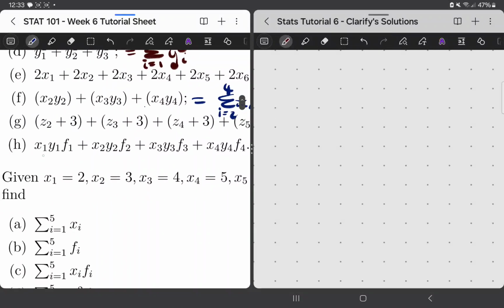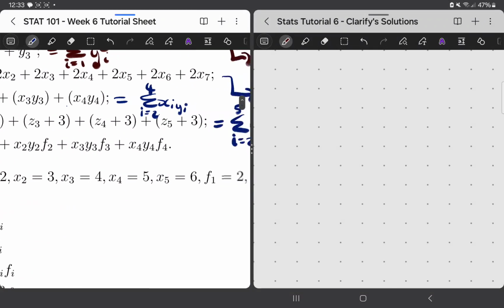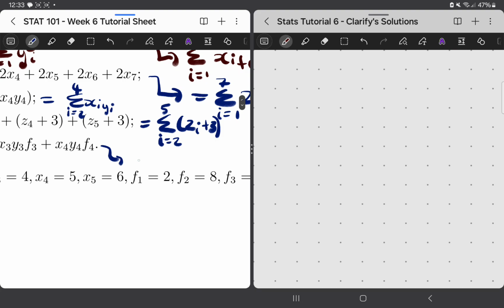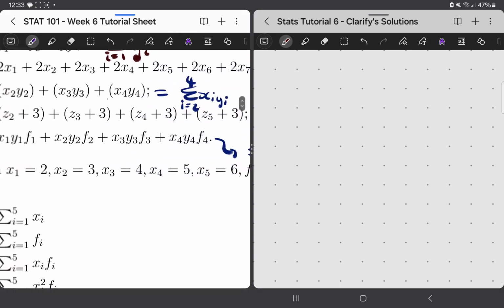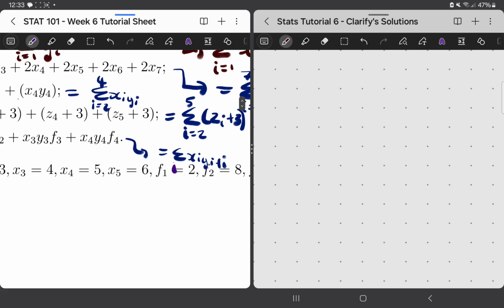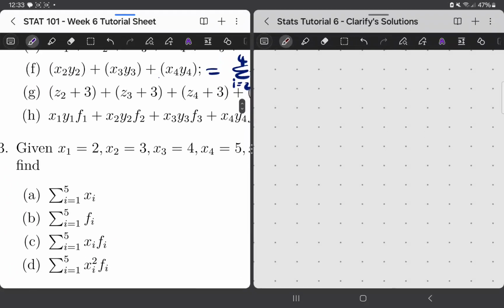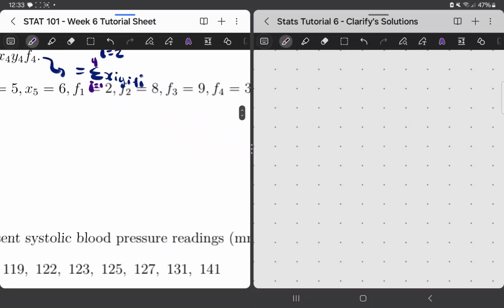Then now we have this one, x1, y1, f1, x2, y2. So 3 things are changing. So it's still fine. This is just going to be the sum of xi yi fi. And we can say it is from 1 up to 4, where i is from 1 and ending at 4. Then now we are at the last one. No, we are done. Okay, so we are done with the first part.